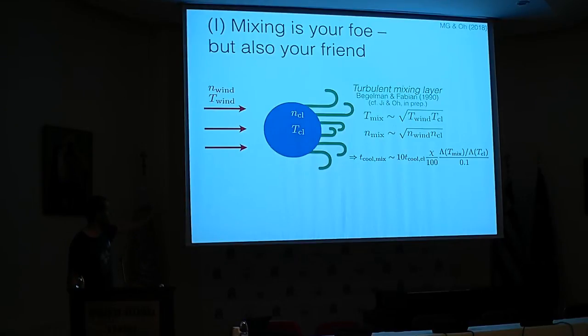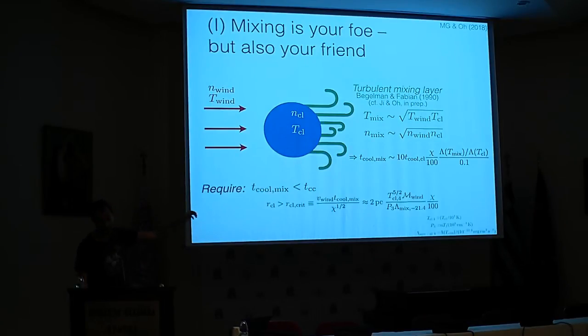That leads to an interesting thing, because now if you ask yourself, well, this mixed gas can cool again. So I demand that it cools faster than I can destroy my cloud. Well, then you can rewrite this inequality, and you end up with a characteristic cloud size. For larger clouds, you should cool gas in the wake before you destroy the cloud. So let's try this with simulation.